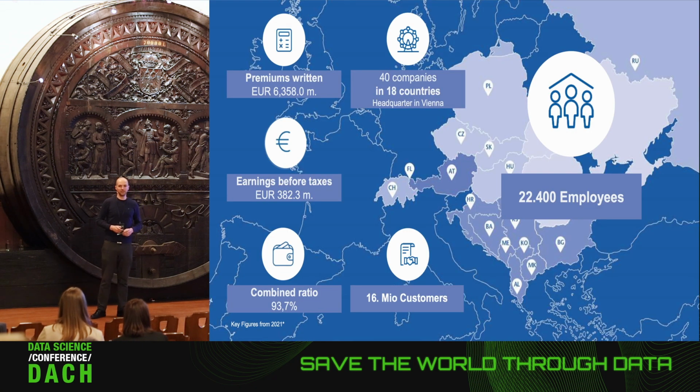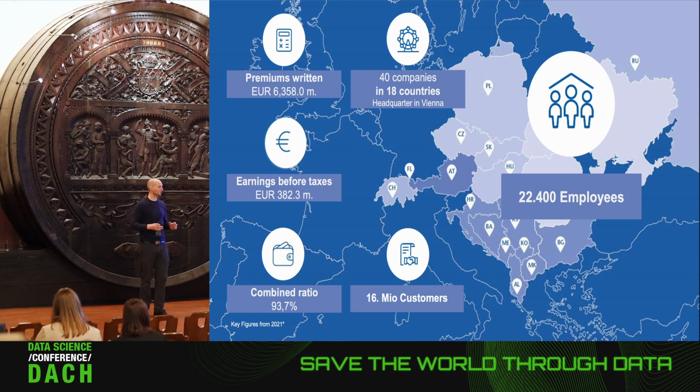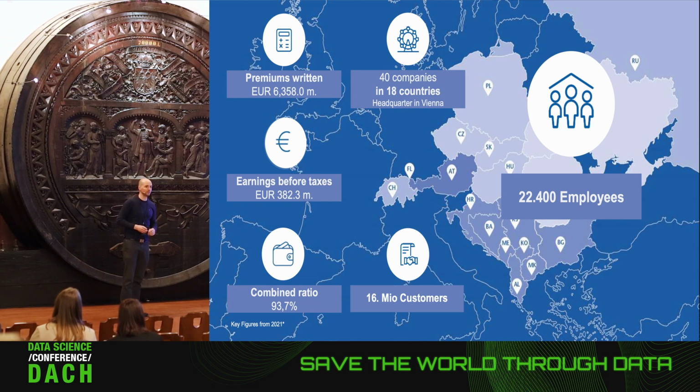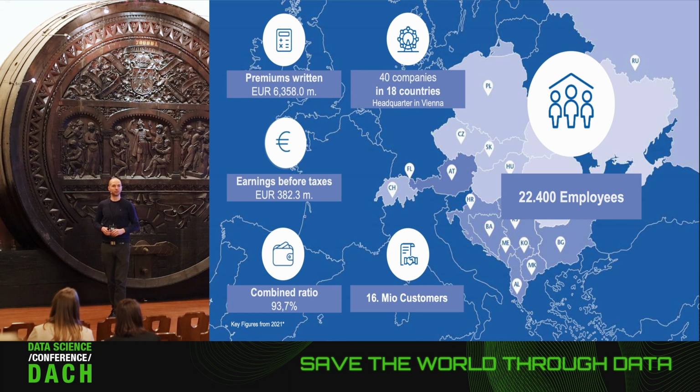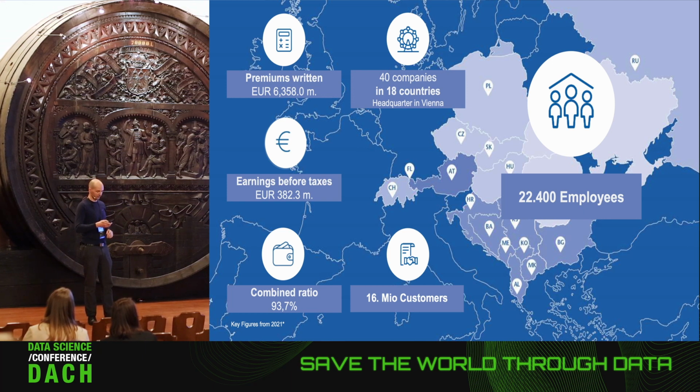Just to give you some insights about UNIQA, it's the first time I think we are present on this platform. Some commercial aspects: in total, we are active in 14 countries. Our home base is still Austria, and our footprint is Central and Eastern Europe. We are running 40 companies in these countries, and with more than 22,000 employees, we are serving 16 million customers.